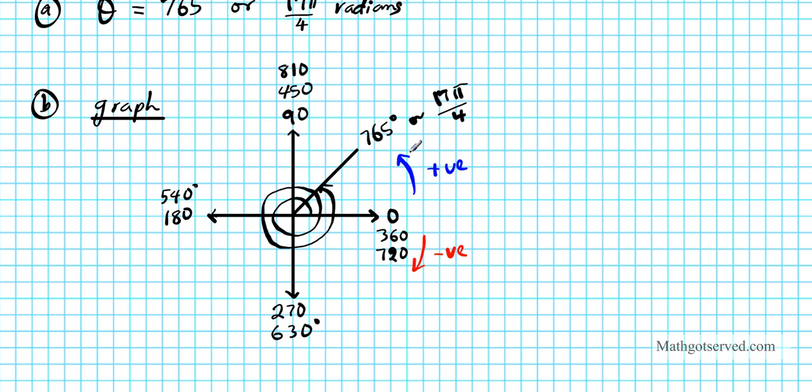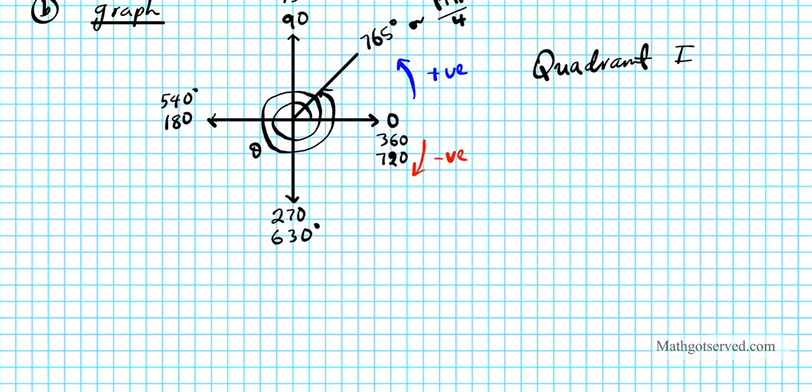Okay, so now listen, this is theta. The terminal side lies in quadrant number 1. Remember, this is quadrant 1, 2, 3, 4. Now let's move on to part C, where we're going to be looking for the reference angle.